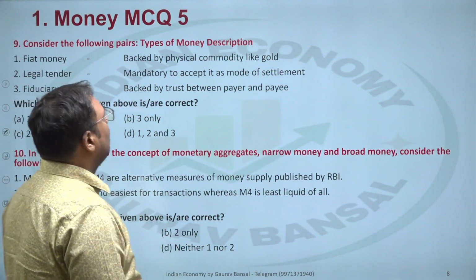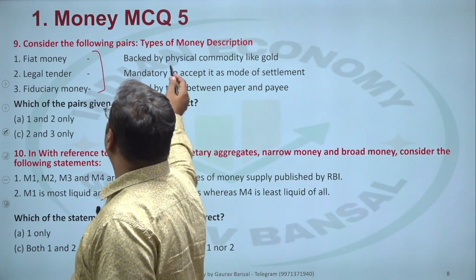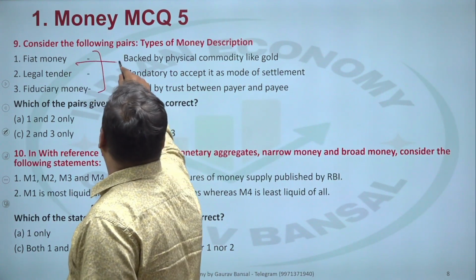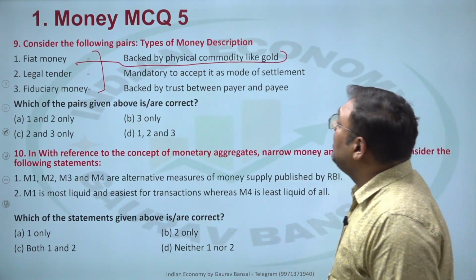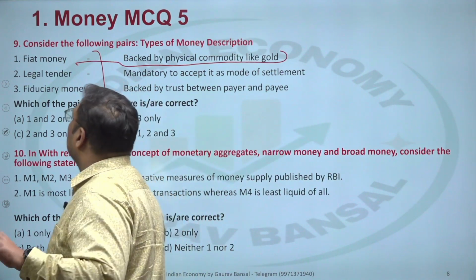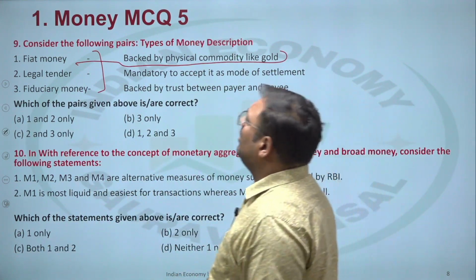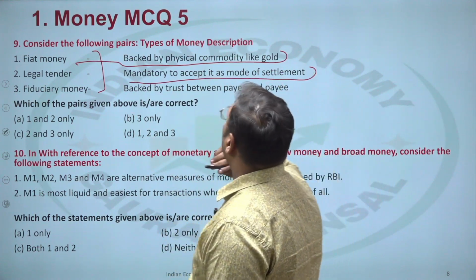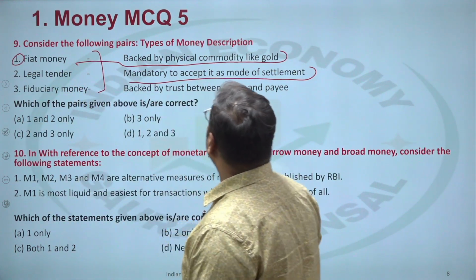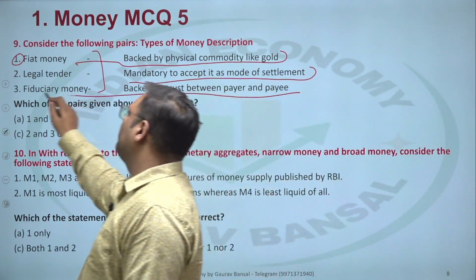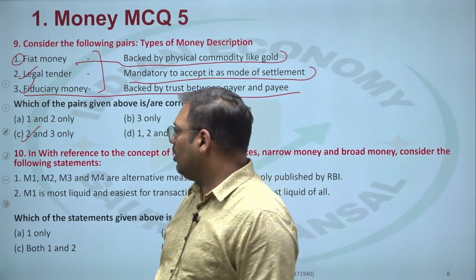Next, question 9. Consider the following pairs of types of money and description. Now we have discussed the various types of money, let us look at their description. Fiat money, backed by physical commodity like gold. I told you this is not necessary. Fiat money need not necessarily be backed by gold. Fiat money simply means money issued by the government. So that is not correct. Second, legal tender, mandatory to accept as a mode of payment. Legal tender and fiat money are the same thing by the way, and the second is a better statement. So one is incorrect, second is correct. Fiduciary money, backed by the trust between payer and payee, acceptable because of trust. That is also correct. 2 and 3 will be the answer. C should come.